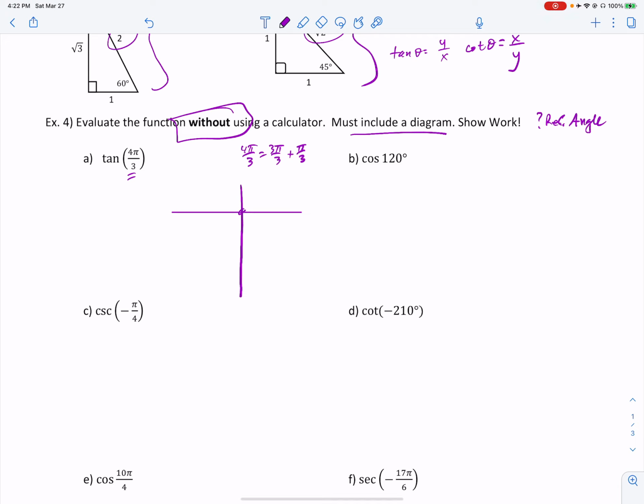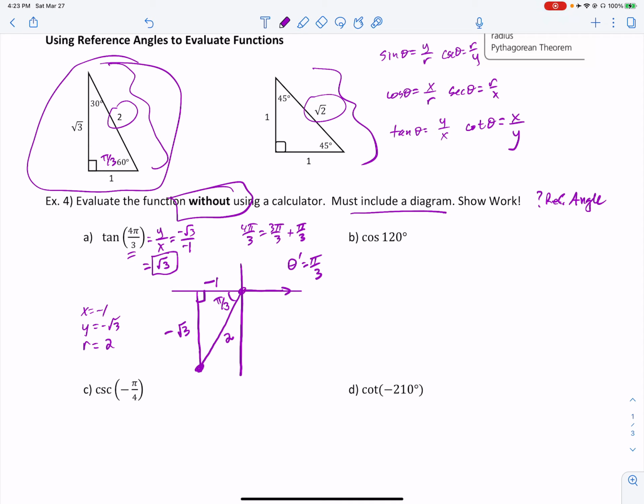So tangent is defined to be y over x. So in this case, that's going to be a negative root 3 over a negative 1, and the tangent of this is going to be root 3. The tangent is going to be root 3. You can even use it where tangent of this angle is opposite over adjacent. And that's going to get you your y over your x.